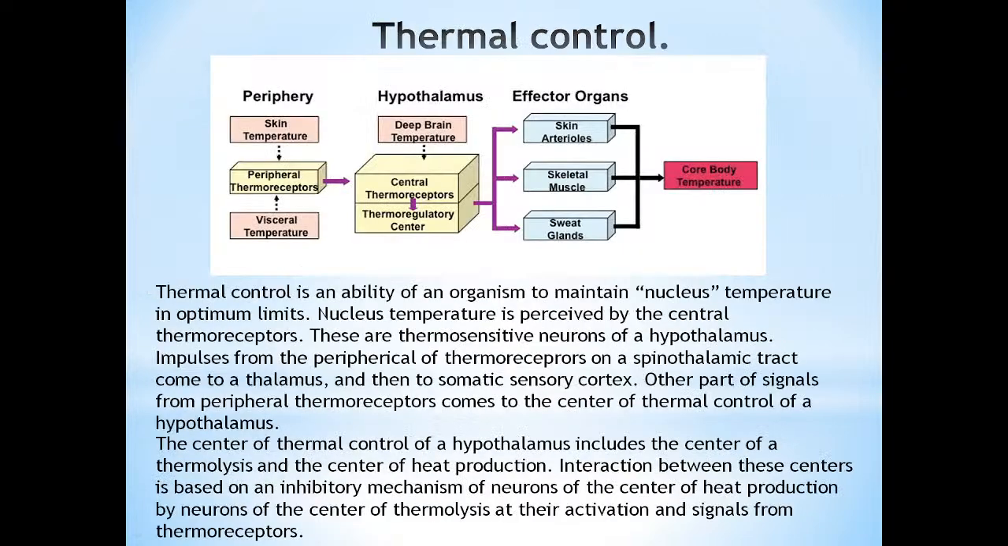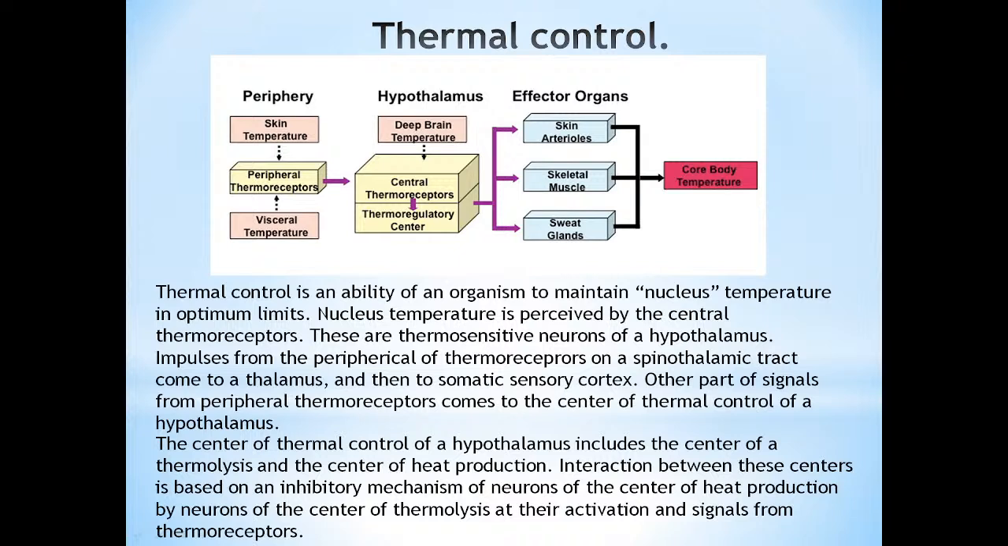And thermal control. Thermal control is the ability of an organism to maintain nucleus temperature within optimum limits. Nucleus temperature is perceived by the central thermoreceptors. These are thermosensitive neurons of the hypothalamus. Impulses from the peripheral thermoreceptors go along the spinothalamic tract to the thalamus and then to the somatosensory cortex. Another part of the signals from the peripheral thermoreceptors comes to the center of thermal control of the hypothalamus.